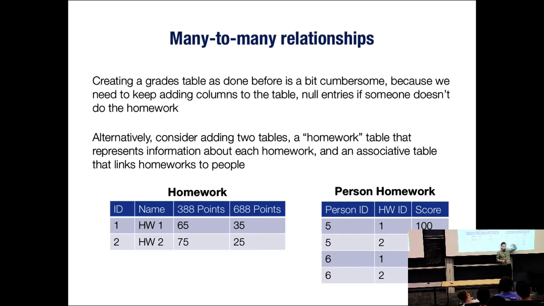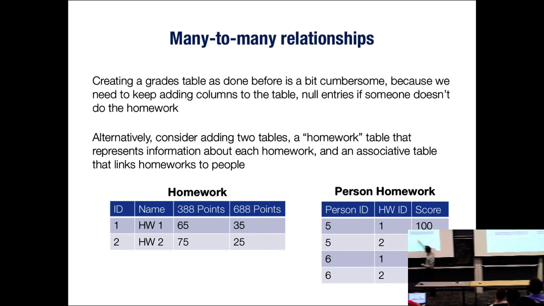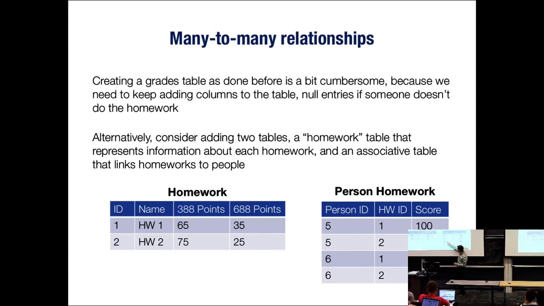All right? So this actually encodes the exact same information as before. So student 5, their homework 1 score is 100. Their homework 2 score is 80. Student 6, their homework 1 score is 60. Their homework 2 score is 80. But I'm doing it in a way where each row only encodes one of the scores, not all the scores for that person.